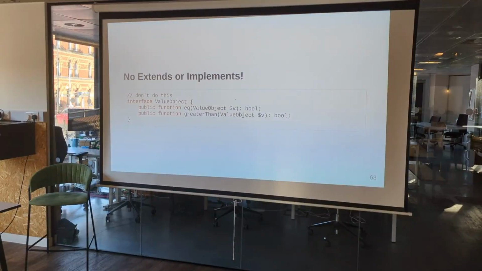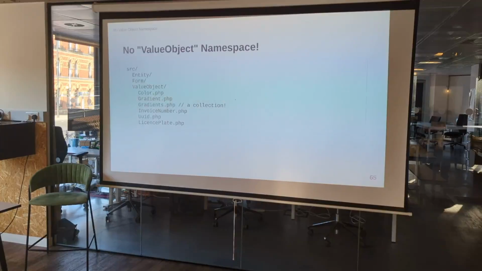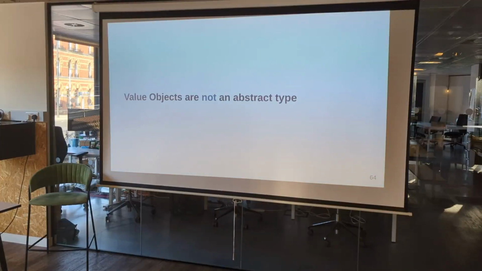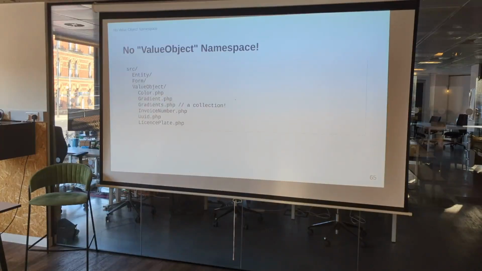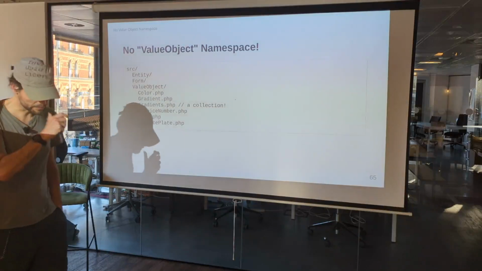Yeah, they exist independently of other things, and you should use them to describe the exact problem that you have. And the same for extending. Don't extend a value object class. It really makes no sense at all. So no value object namespace.